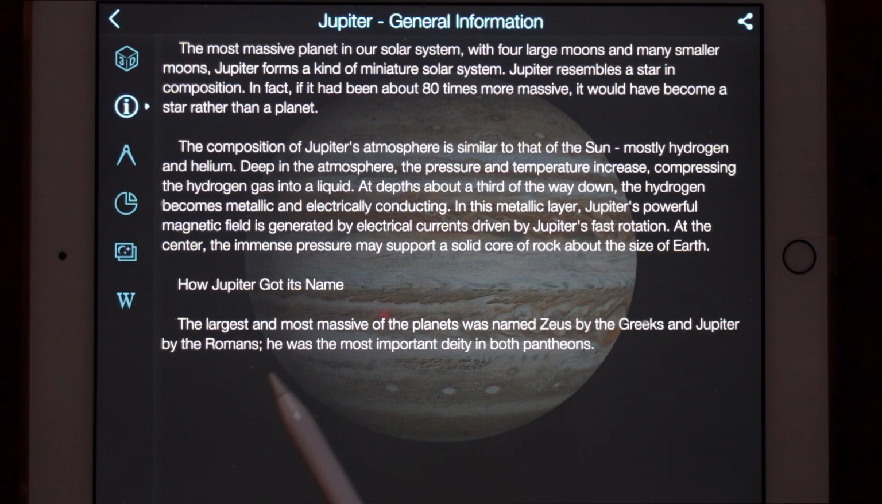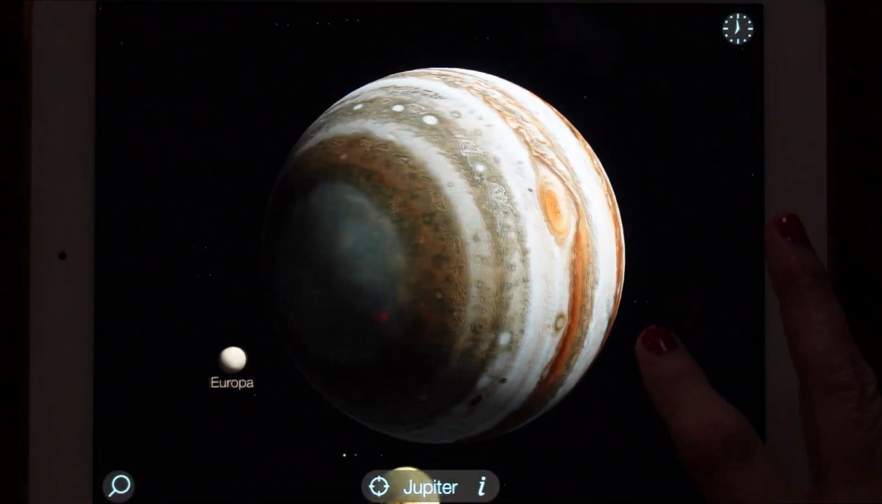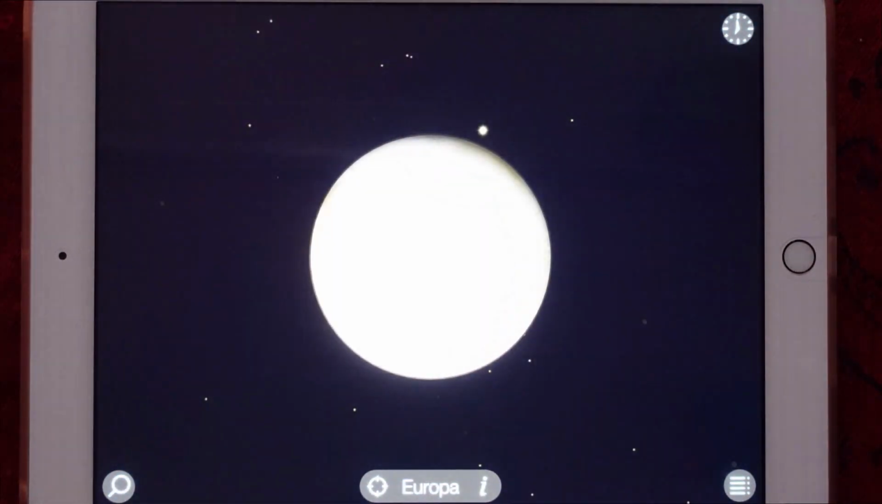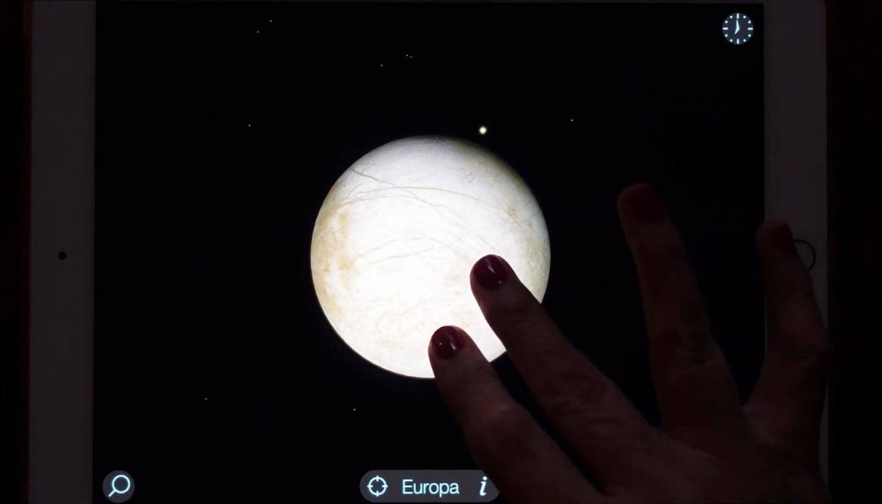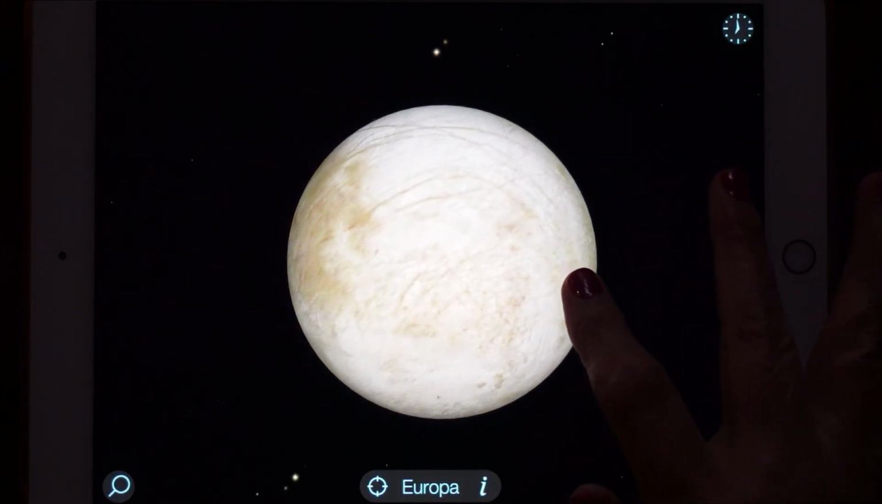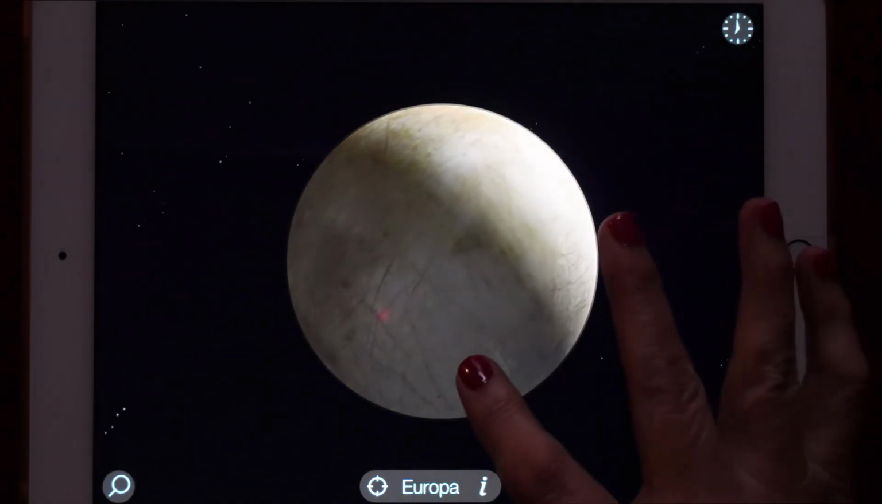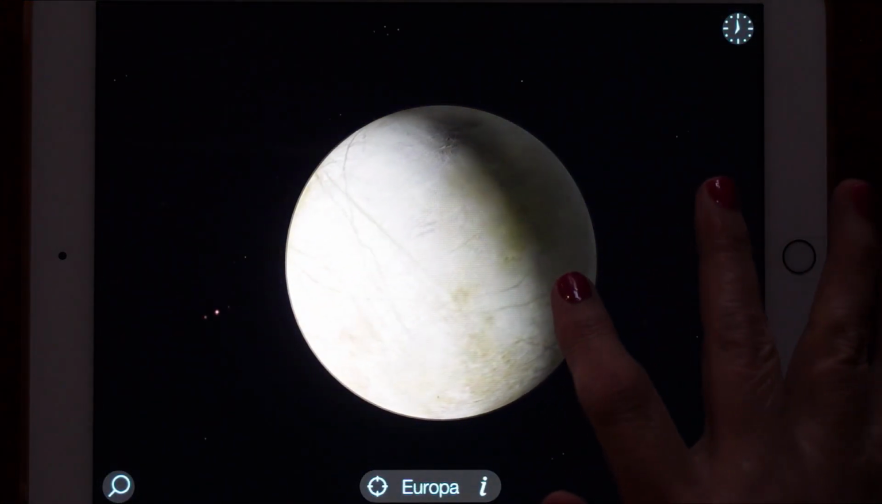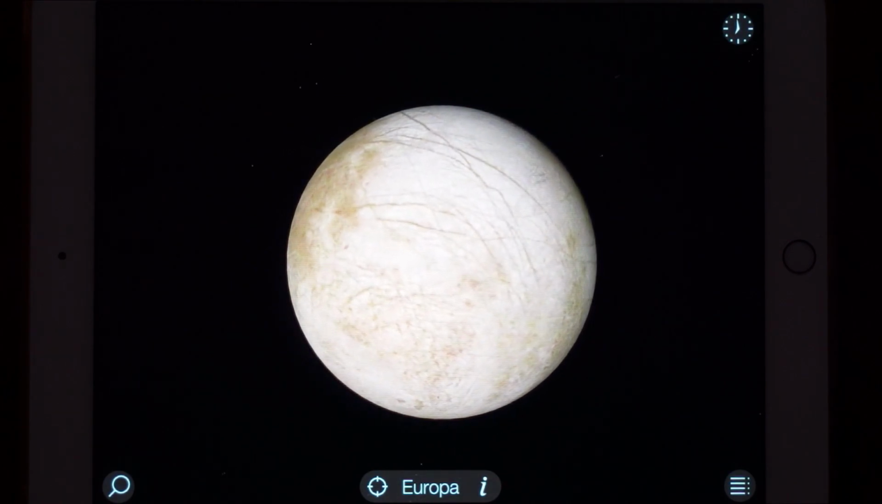How Jupiter got its name? The largest and most massive of the planets was named Zeus by the Greeks and Jupiter by the Romans. He was the most important deity in both pantheons. Okay, so let's have a closer look at Jupiter's moons. Here we have Europa. Let's find out more about Europa.